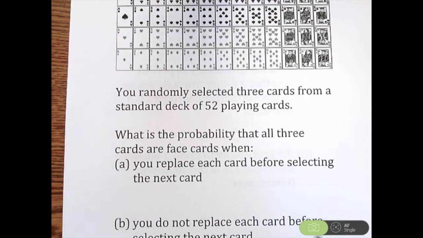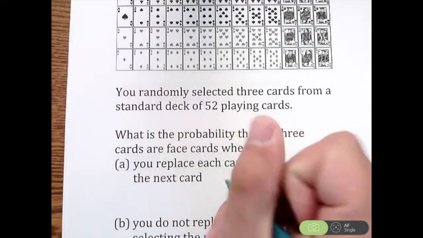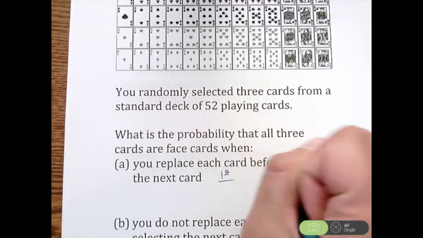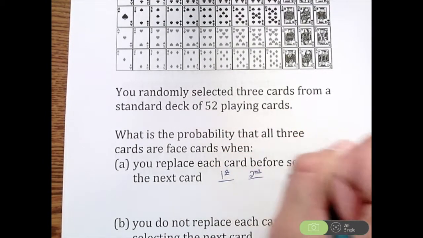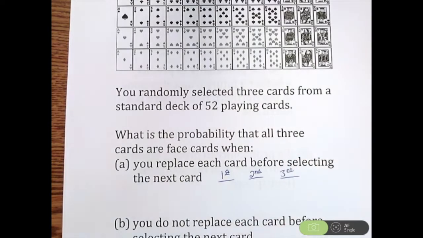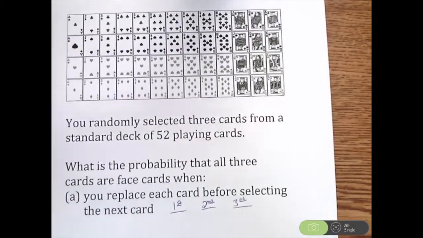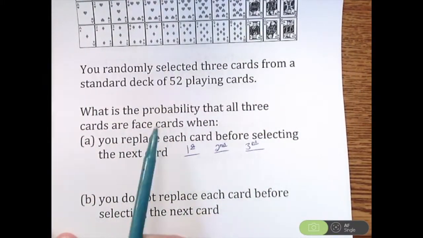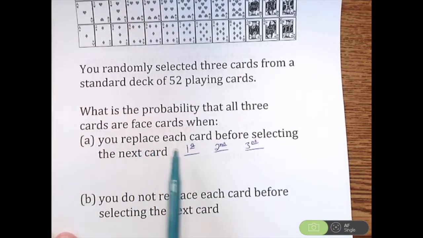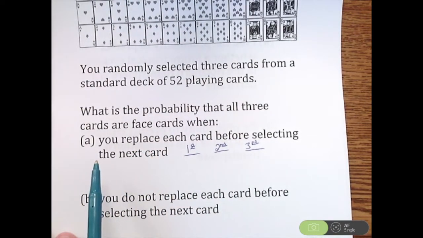So the best way to tackle this is to think about what you are doing. We have a deck, we're selecting 3 cards. So I'm going to look at what's happening with the first card, the second card, and the third card. So we're going to take one, and we want all 3 of them to be face cards. Now, if you're not sure what face cards are, that's your Jack, Queen, and Kings. Those are all face cards. So what we need to know is the probability of getting 3 face cards when we replace each card before selecting the next card. We'll get to that in a second.